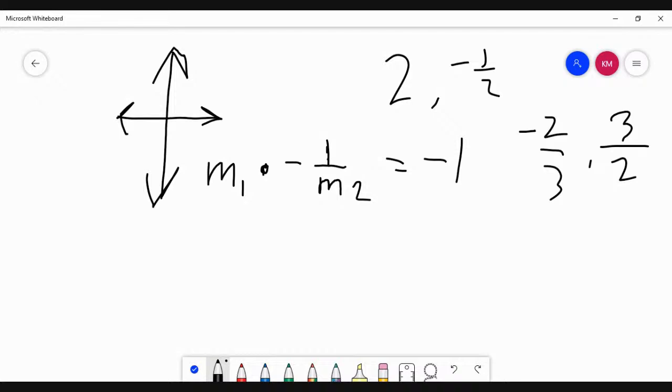So when you are trying to find a perpendicular line, you must make sure that you have the opposite and flipped of the fraction or whole number in order for it to be perpendicular. If it's positive, it must become negative. If it's a whole number, you flip it. If it's a fraction, you still flip it.